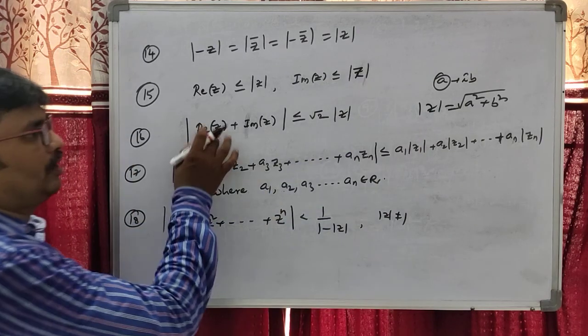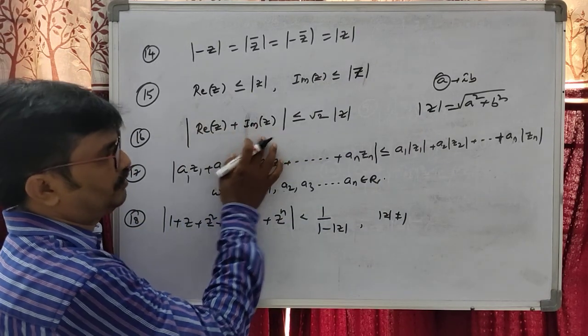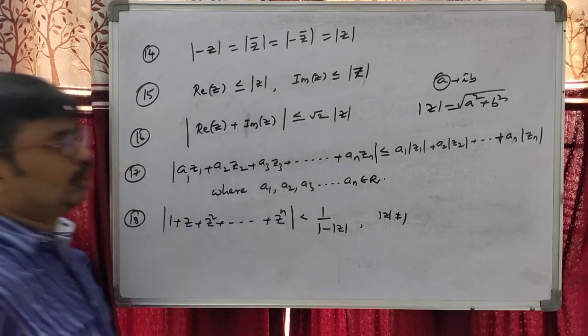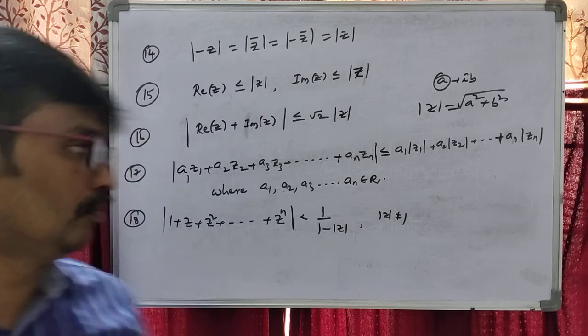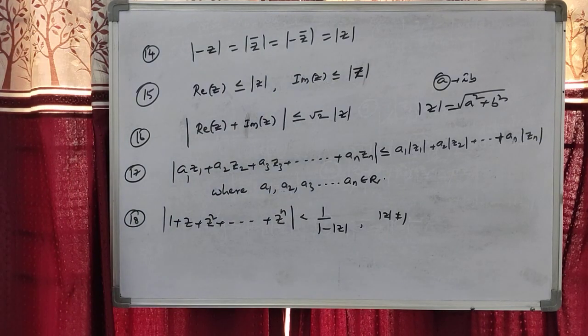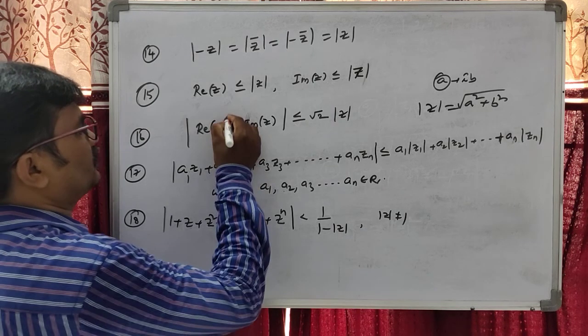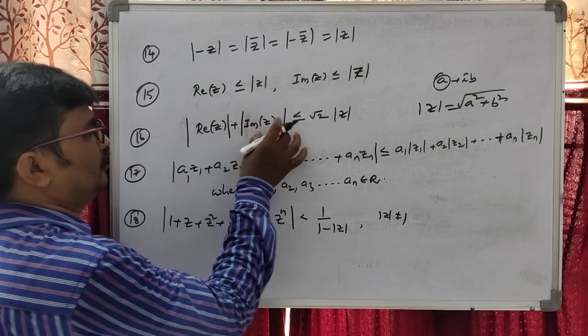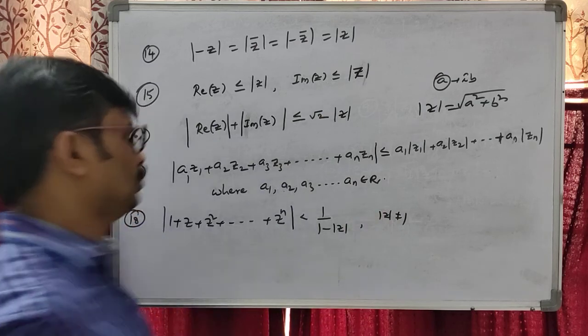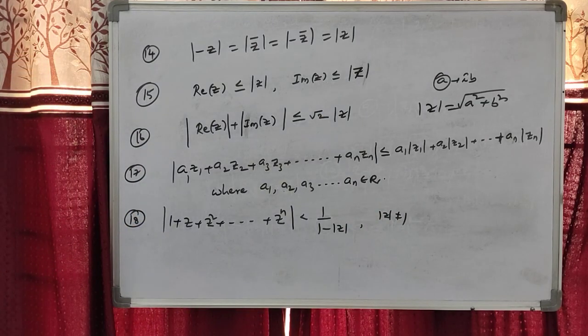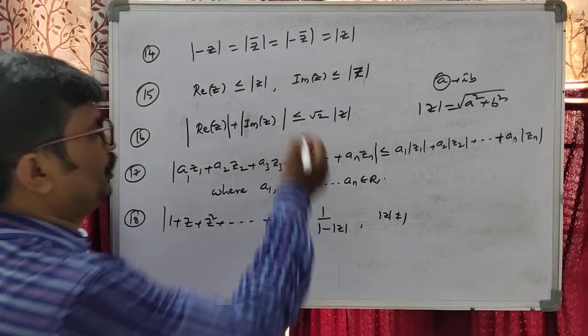And the real part of z plus the imaginary part of z is always less than or equal to root 2 into mod z. What is it, students? Root 2 into mod z. So the modulus of the real part of z plus the modulus of the imaginary part of z is always less than or equal to root 2 into mod z.